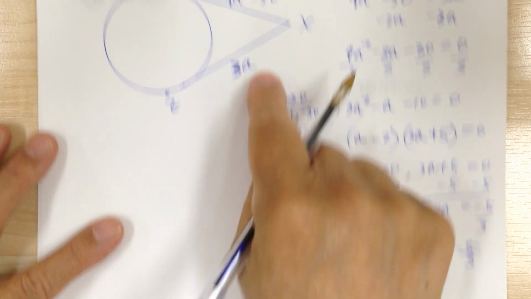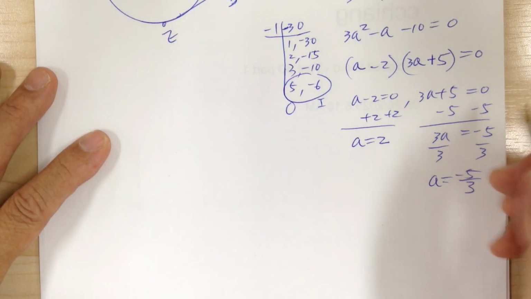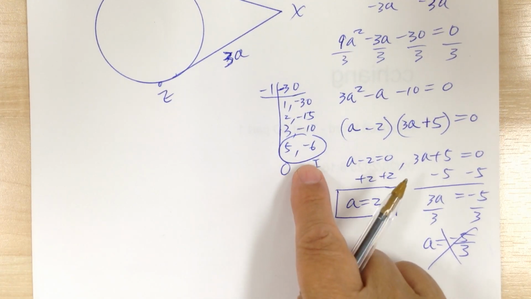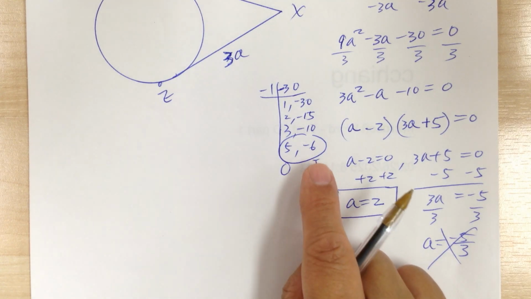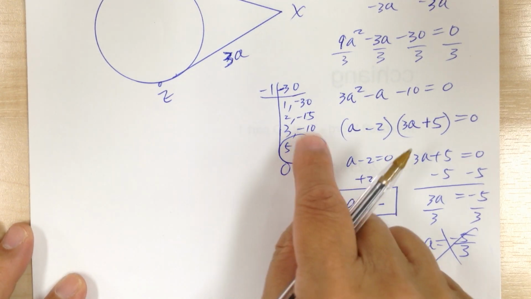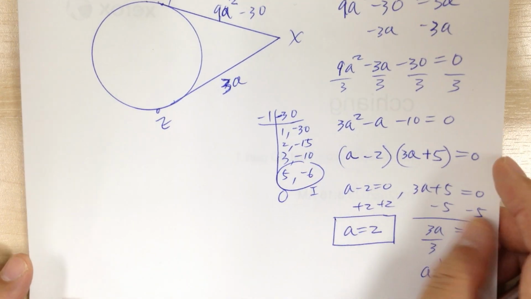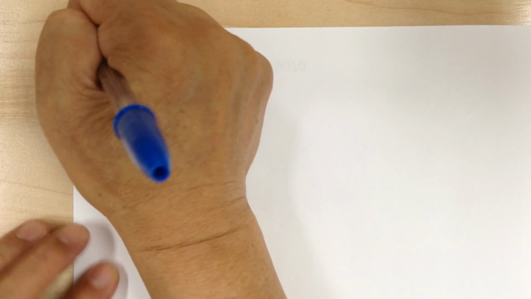But remember, these are physical lengths, which cannot be negative. So this answer is no good. So you answer this one. If you don't remember how to factor, you need to go back and review your algebra 1, learn how to factor your quadratic. Okay, let's go to number 8.